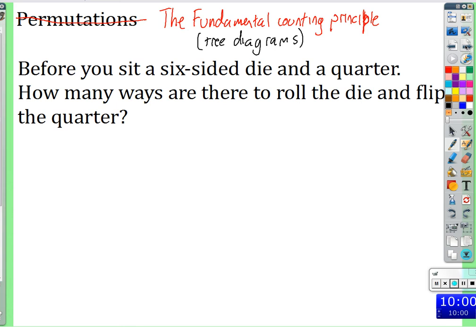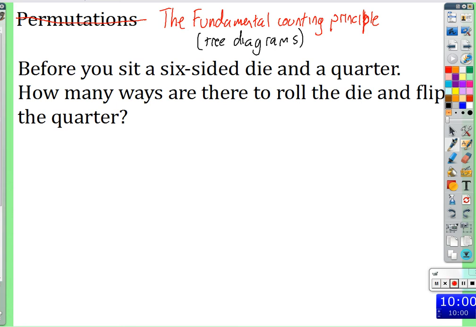Say you have a six-sided die and a quarter, just two things, very simple. How many ways are there to roll a die and then flip the quarter? Can anyone count the ways? Eight? So you take the die, you roll it, you flip the coin, and you got a two and then a heads. That's something that can happen. So there's 16. No, 12. That's what I meant.